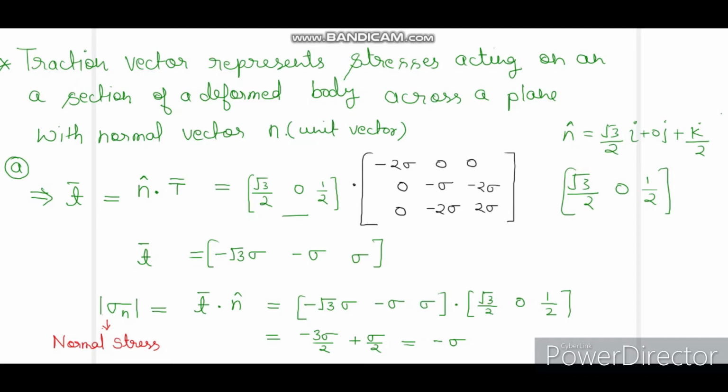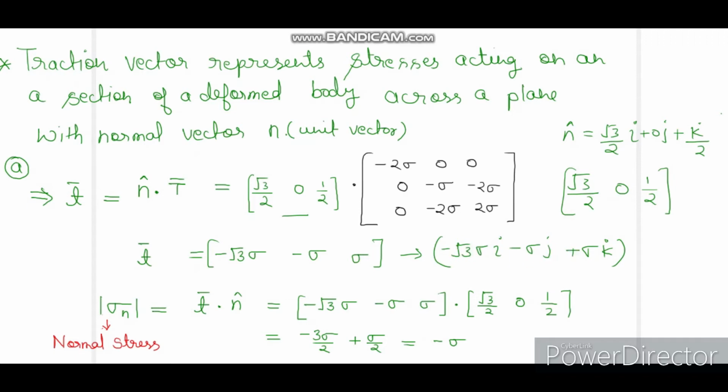So after multiplying this and this, we get the traction vector like this. We can also represent it in vector form like √3 sigma i minus sigma j plus sigma k. So it is the traction vector which represents the stresses acting on a plane, both shear stress as well as normal stress, in vectorial form.